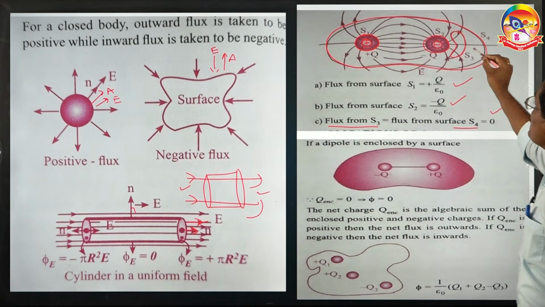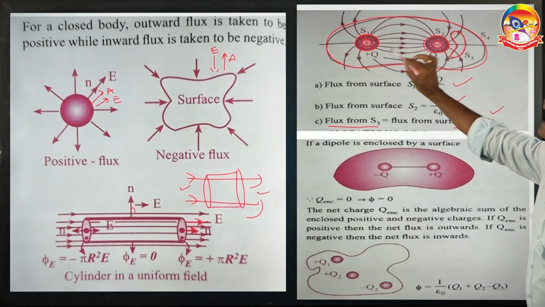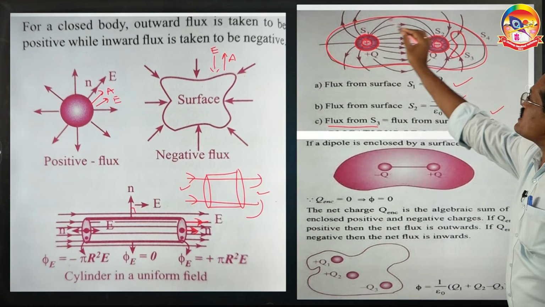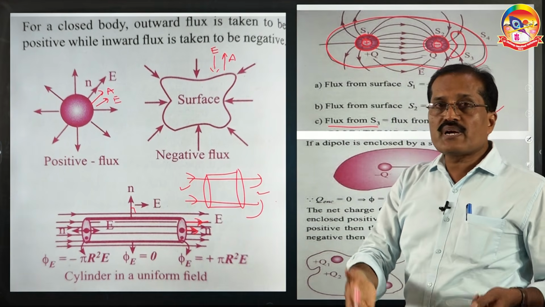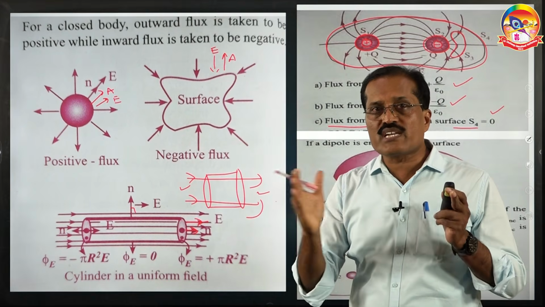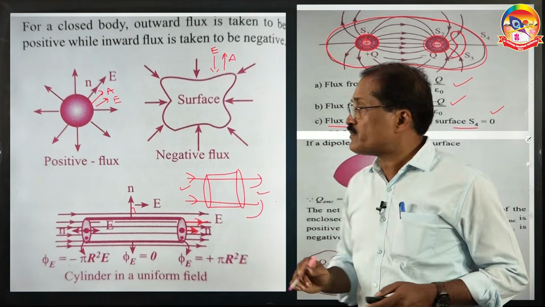If you take a third surface here, which is outside the charges, flux is equal to 0. And this is a fourth one, the flux is also equal to 0, because two charges are inside, but the net charge is equal to 0. One is a plus q and one is minus q, and the net charge is equal to 0.